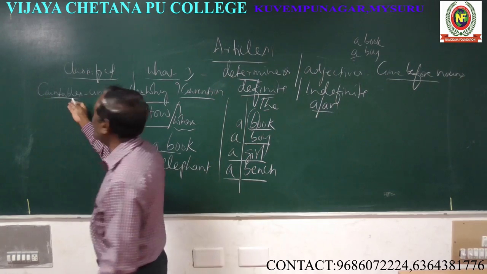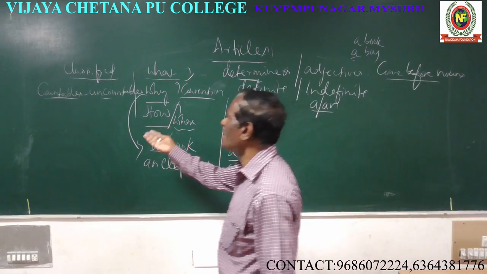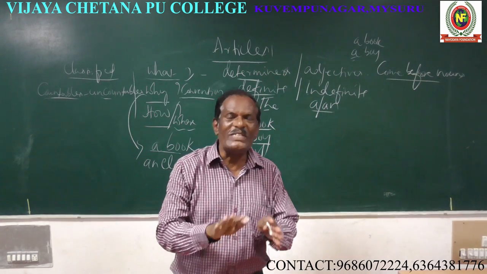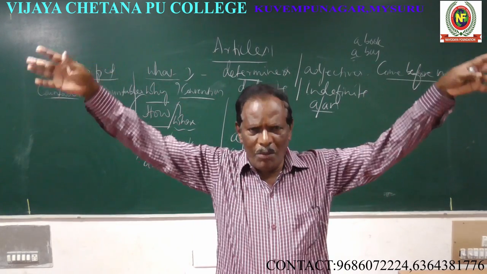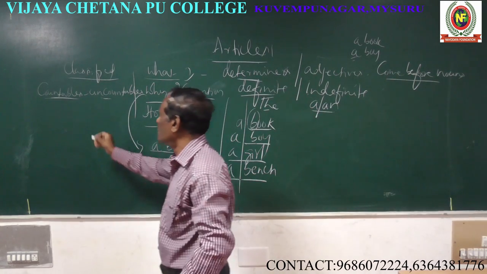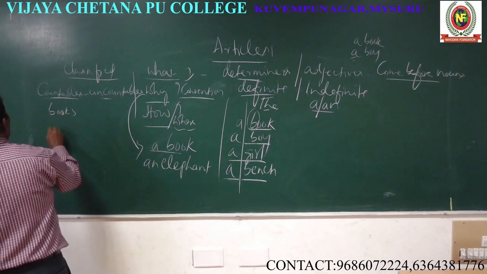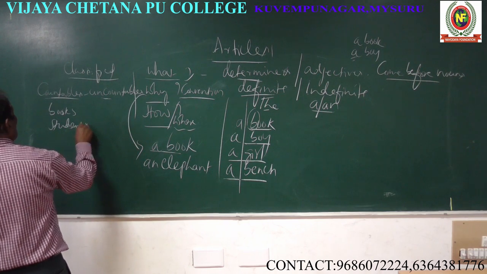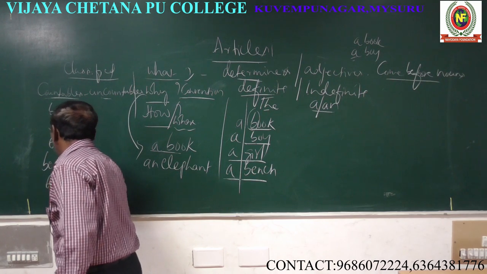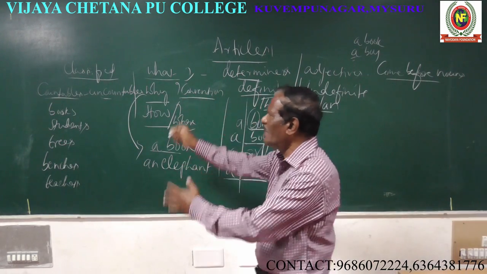They are self-explanatory. Without explanation, you can understand. Countables means things that can be counted. Uncountables means things which cannot be counted. So all the natural phenomena that we see around us, we can classify into two categories. Countables are things that can be counted, for example, books, students, trees, benches, teachers. All common nouns, things, persons, we can classify them.